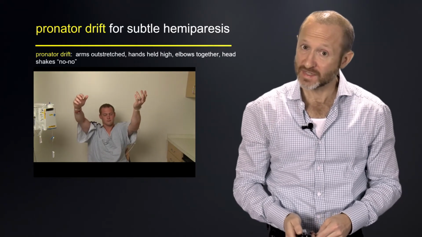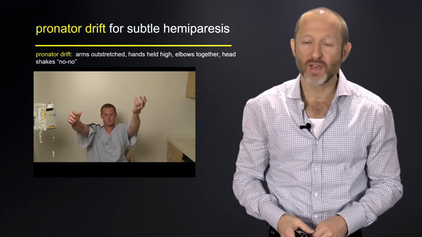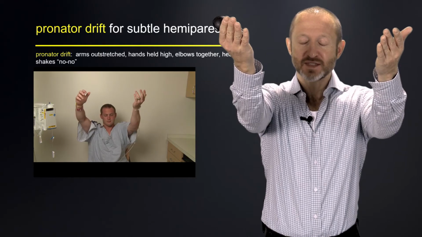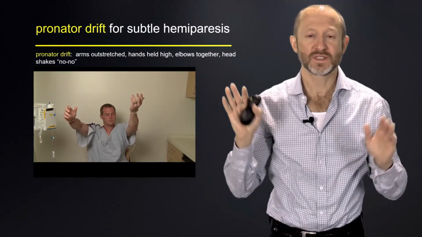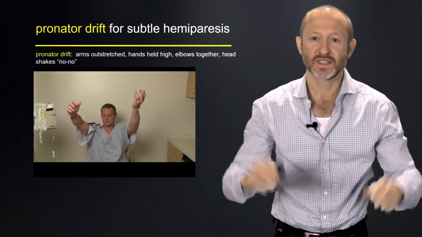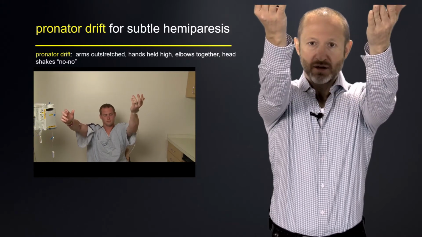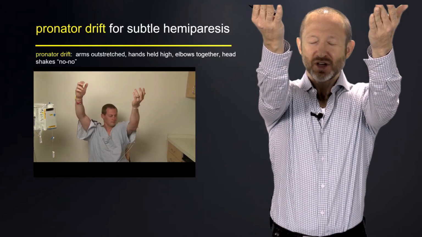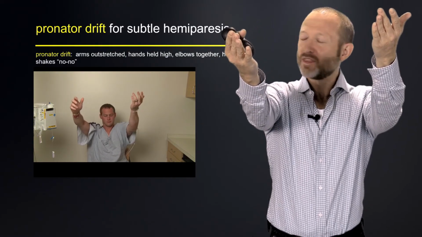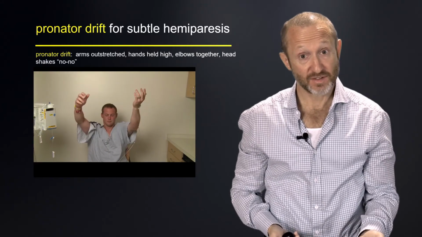Another way to check for subtle signs of hemiparesis is to look for pronator drift. Many of you have been taught to simply ask a patient to extend their arms and to close their eyes. And in my opinion, you will miss most cases of subtle hemiparesis if that's all you do. You need to ask the patient to extend their hands, elbows straight, close, and high. And then with eyes closed, shake your head no. And often as they shake their head no, then and only then will you see the drift of the weak upper extremity as evidenced in this video.